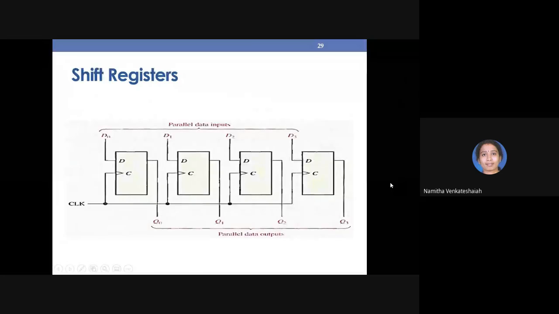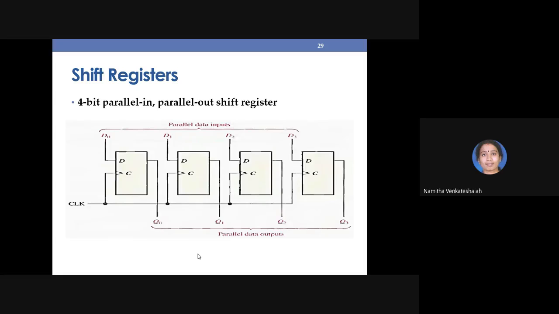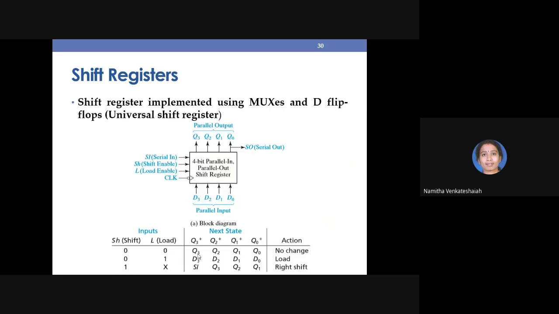So next is parallel data input and parallel data output shift register. Here, if you observe, we are using all D flip-flops and this is the clock. Look here, we are able to give inputs in parallel. That means D0, D1, D2, D3, we are able to access in parallel and load. Similarly, we are able to get the outputs Q0, Q1, Q2, Q3 simultaneously from all the flip-flops. That's why we call it parallel data input and parallel data output. Essentially, it is 4-bit parallel in and parallel out.